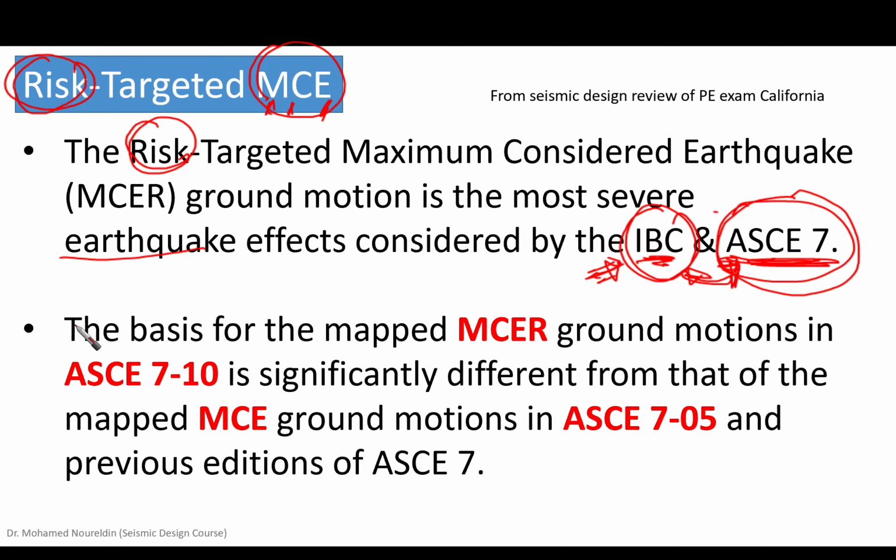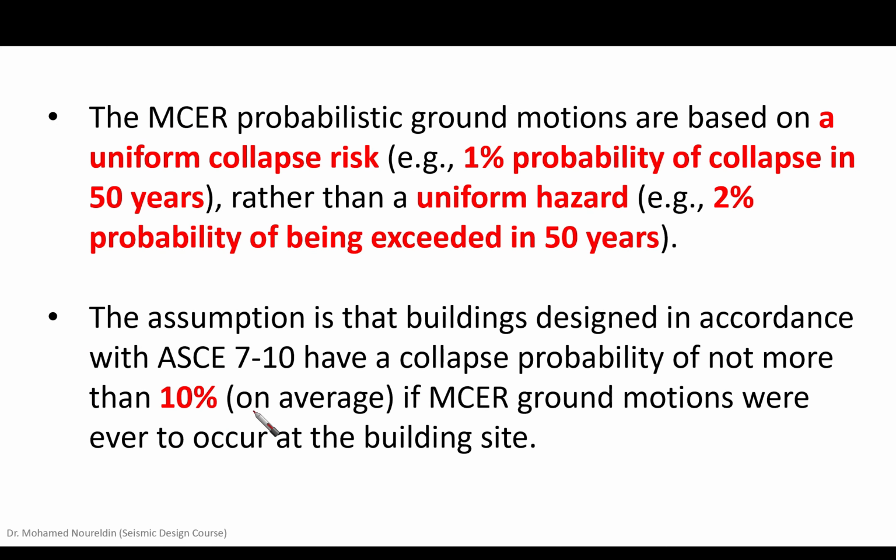What is the point? What is the rationale behind this? The basis for mapped MCER ground motions in ASCE 7-10 is significantly different from that of the mapped MCE ground motion in ASCE 7-05. So between 7-10 and 7-05 there is a great difference, as well as from previous editions of ASCE. ASCE 7-10 is considered a new era in the way of understanding the maximum considered earthquake. It is going to be based on risk targeted, not only on the uniform hazard. I'm going to talk about this now.